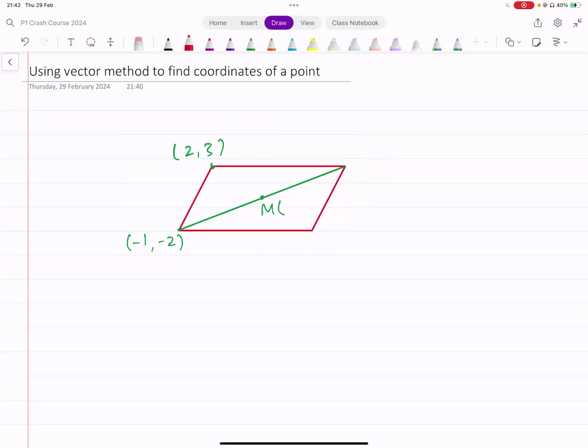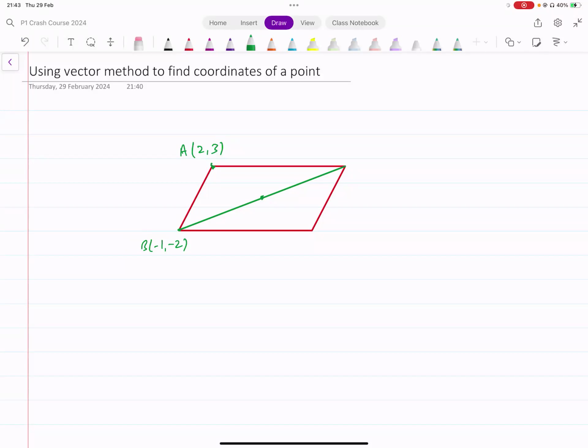So it's a parallelogram. And let me call these points something. Let's say this is point A and this is point B. I actually forgot what I wrote there. It was 2, 3, and -1, -2. Okay. A is (2, 3), and B was (-1, -2). And it's a parallelogram now.